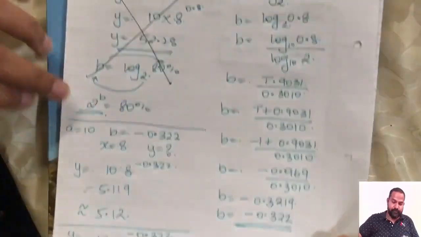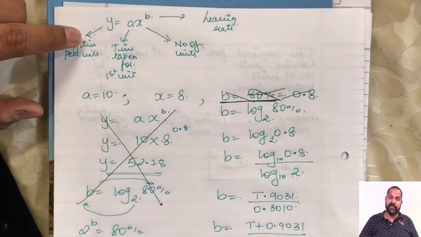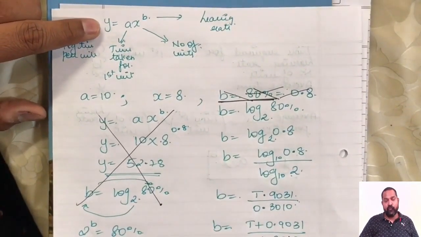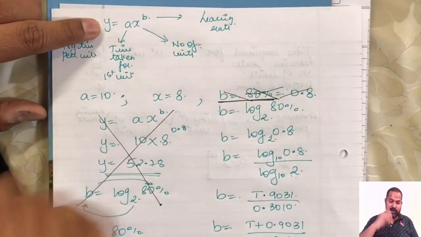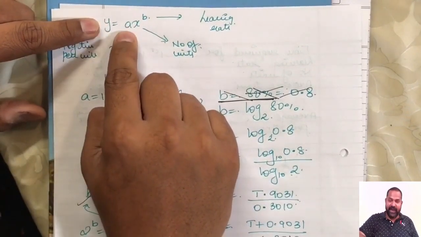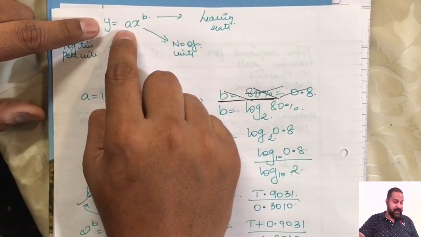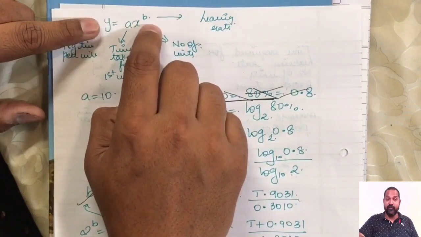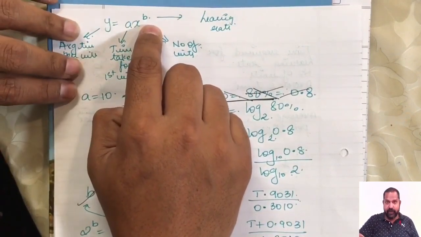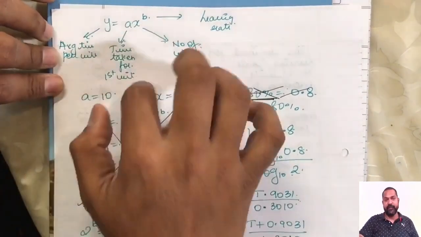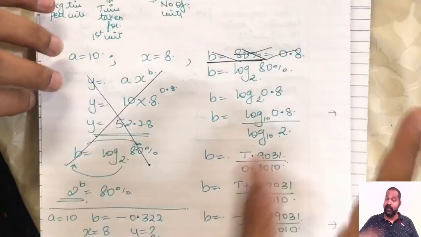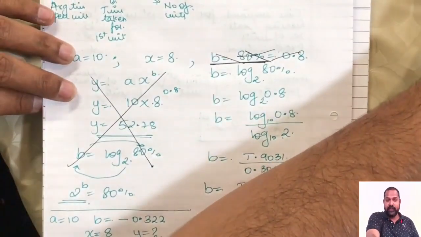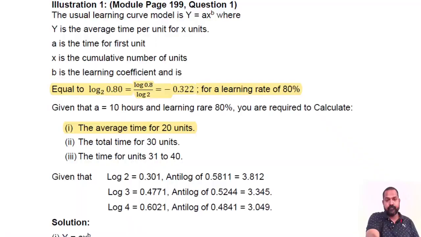Once that is done, you can use this model, which is y equals ax raised to b. For any given value of x, if you give me a, which is the time taken for the first unit, and if you give me b, which is the learning rate coefficient, then I will tell you the average time it takes per unit. Let's come to questions in that case then. Let's come to the first question and let's read through it.